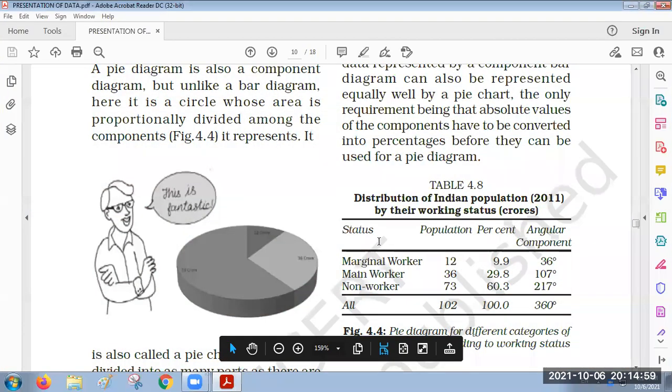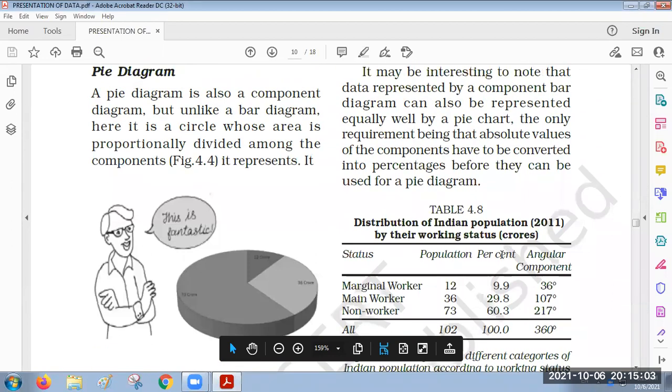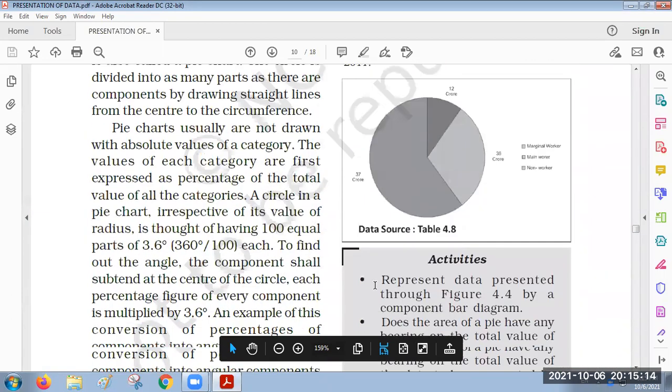Welcome back to Statistics for Economics class. We are in the fourth chapter, that is presentation of data, fourth unit. In the previous class, we discussed the pie diagram and how to draw a pie diagram. I hope you understood well.